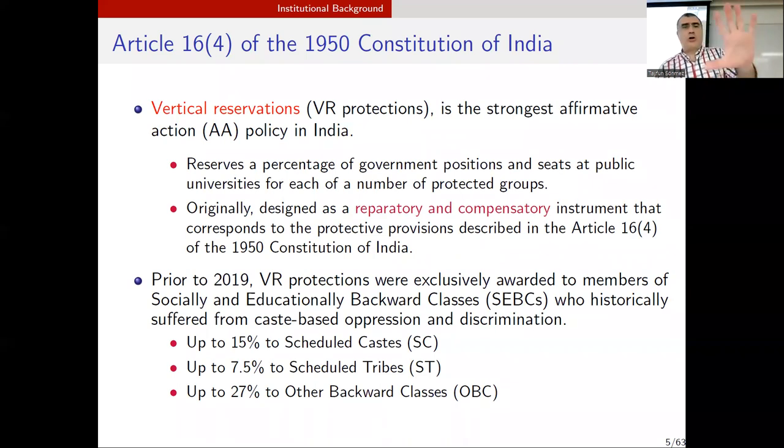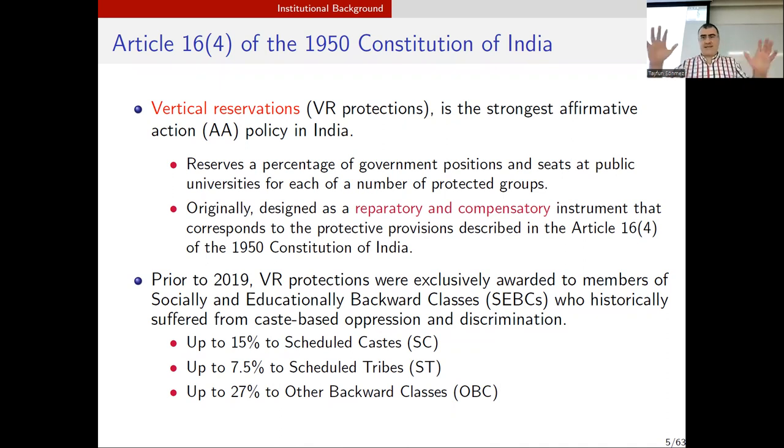A lot of this I will go through really fast because we discussed them in detail yesterday. We have vertical reservations and horizontal reservations in India. Vertical reservations are intended as a reparatory and compensatory instrument because of millennia of discrimination and marginalization of certain groups. Prior to 2019, they were exclusively awarded to members of socially and educationally backward classes.